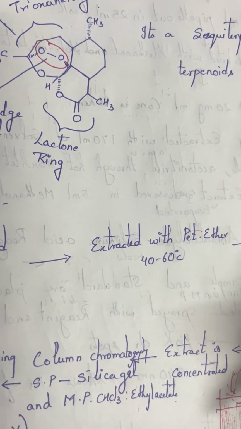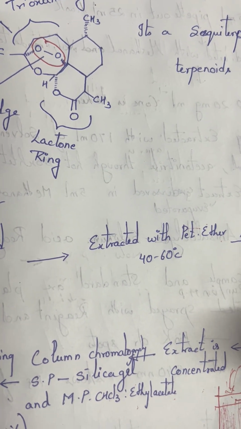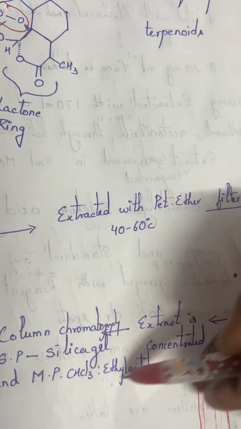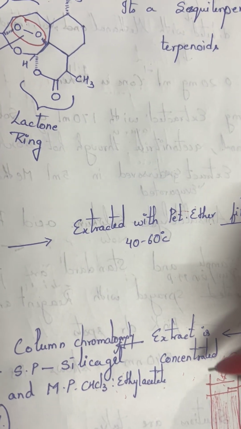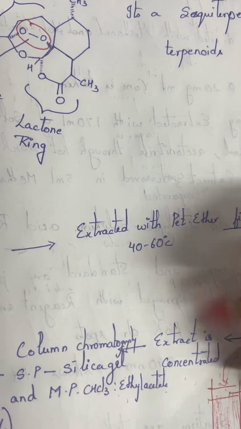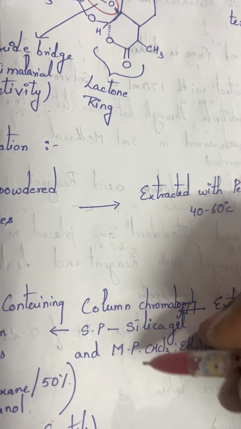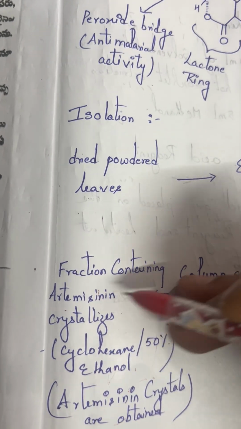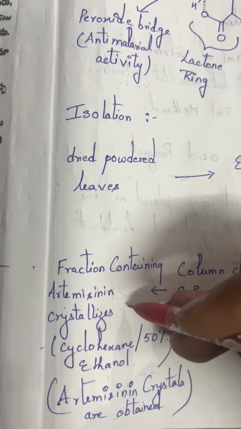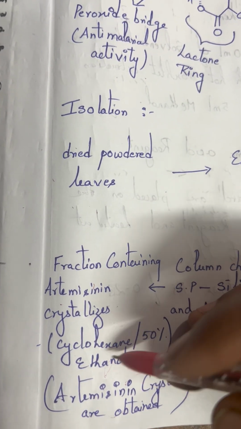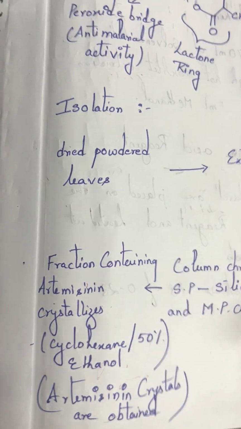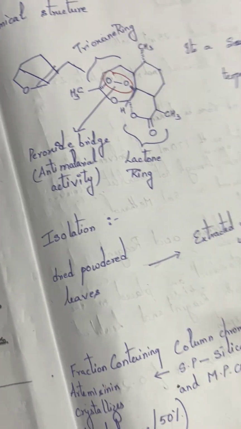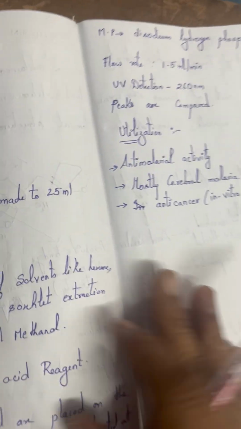How do you do that? You take silica gel as the stationary phase, and the mobile phase is chloroform to ethyl acetate. On the sample, you keep on adding the mobile phase, and when you run it, the fractions which contain artemisinin get crystallized out when added with cyclohexane or 50% ethanol. By this, you can clearly say that it is artemisinin.